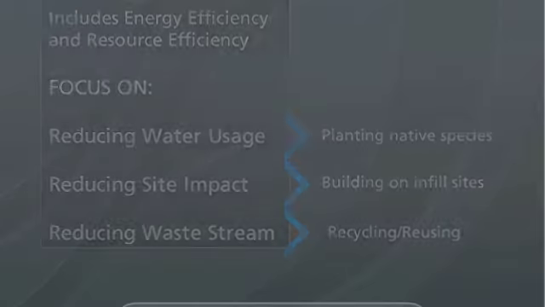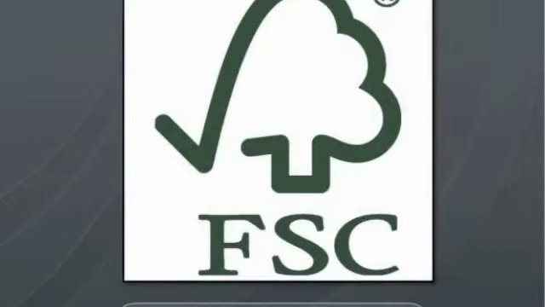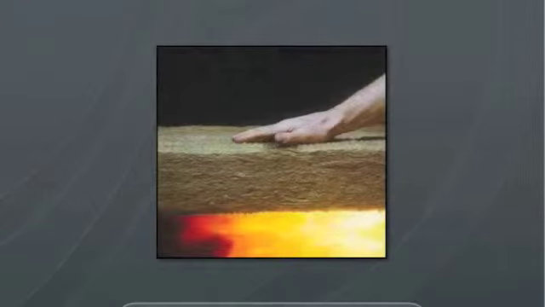Growing concern about the environment has prompted consumers to ask for environmentally friendly products. Some manufacturers have responded by developing new products, while others have modified existing products.